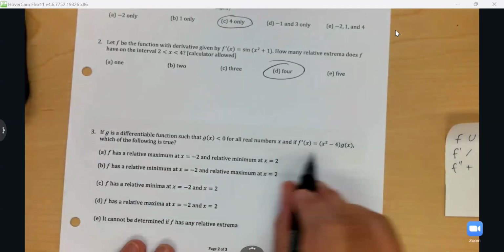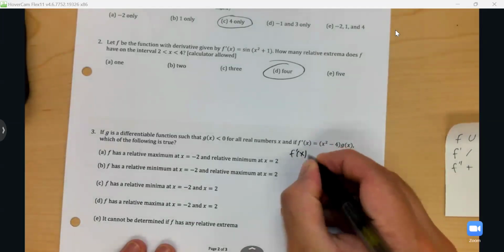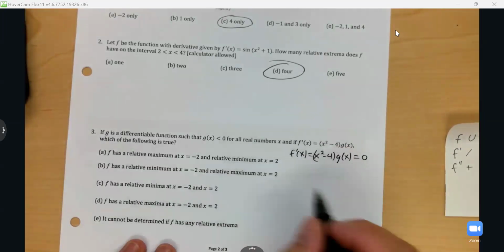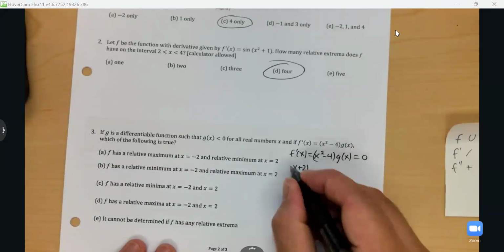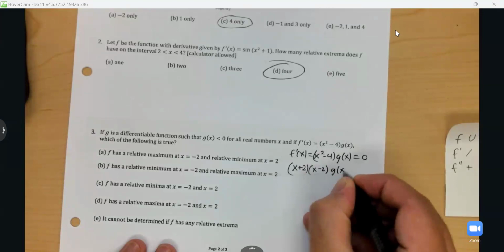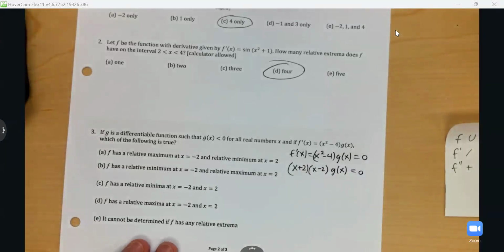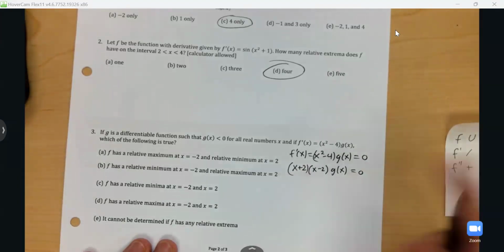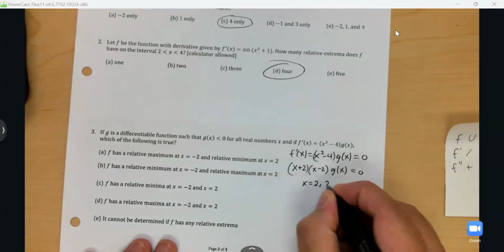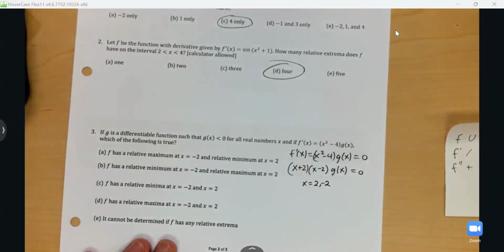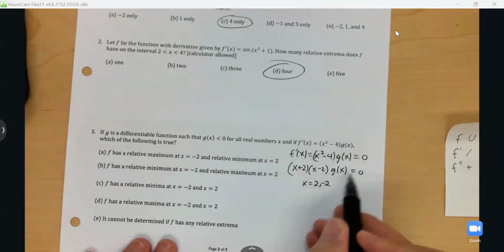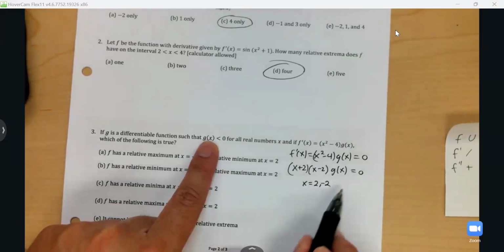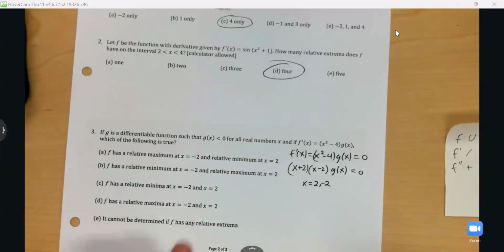All right, so to do that, I'm going to need to set f prime of x equal to 0. Okay, to find the critical points, I'm going to go and factor that. So x plus 2 times x minus 2 times g of x. All right, so my critical points will be at x equals -2 and 2. Okay, so how do I know those are my only critical points and there's none contributed by g of x? Well, because we're told that g of x is negative for all values of x. Okay, so those are going to be my only two critical points on this interval.